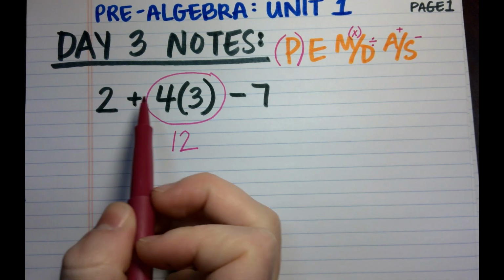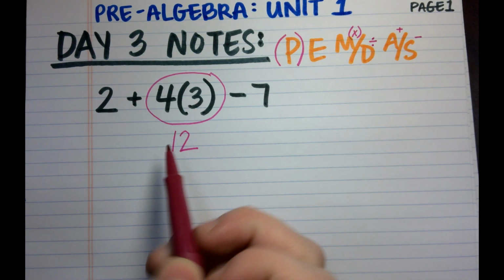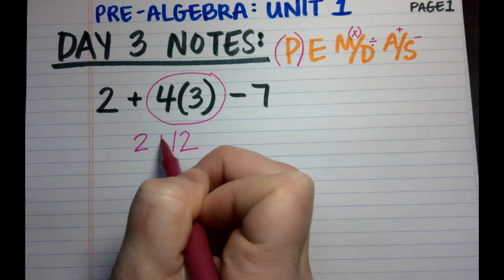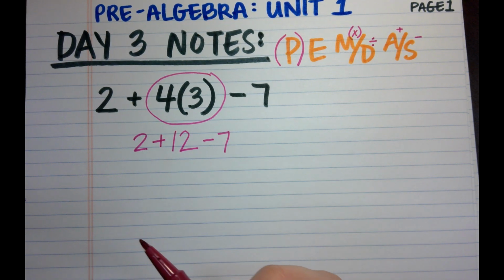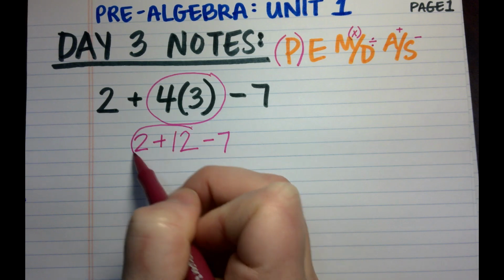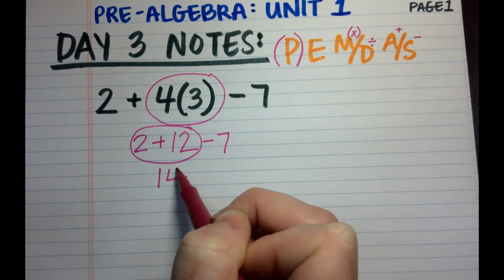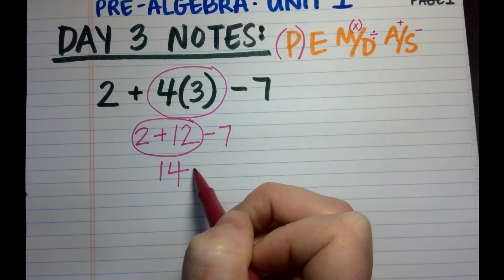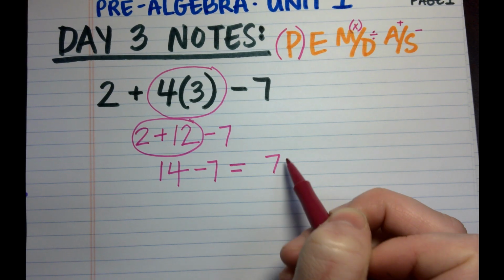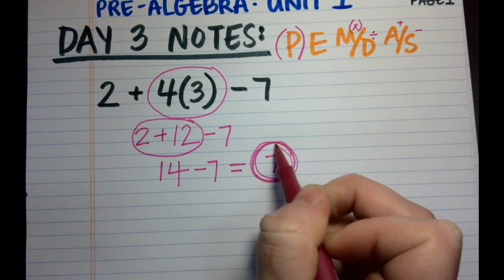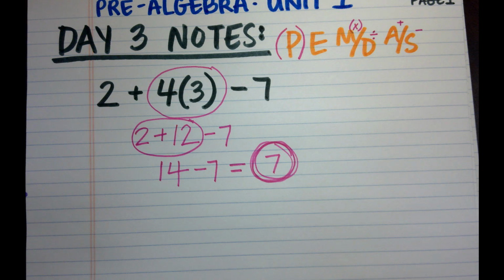We still have 2 plus 12, minus 7. 2 plus 12, I heard you say it, 14. So 2 plus 12 is 14. Are we done? No, we still have minus 7. 14 minus 7 is 7. That would be our answer. Very good. Very, very good.